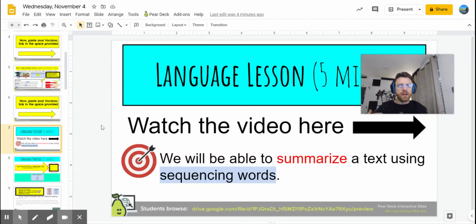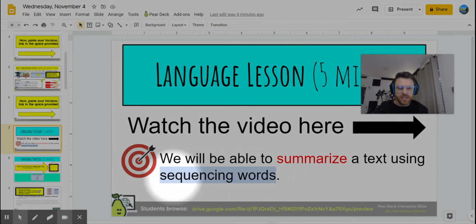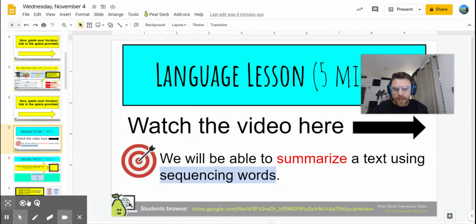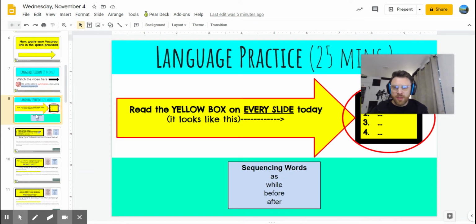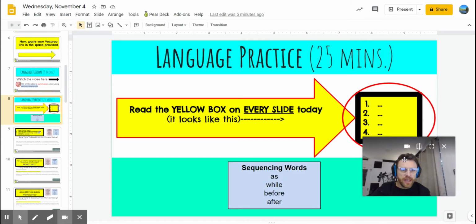And then I always record about a 5-minute language video explaining how to use the language we're working on that day. In this case, again, it was sequencing words before, after, as, and while. And I always keep these under 5 minutes because if I make them longer, the students really don't watch the whole thing. But if I keep them under 5 minutes, typically they will watch the whole thing. So, all right, then we jump right into language practice.